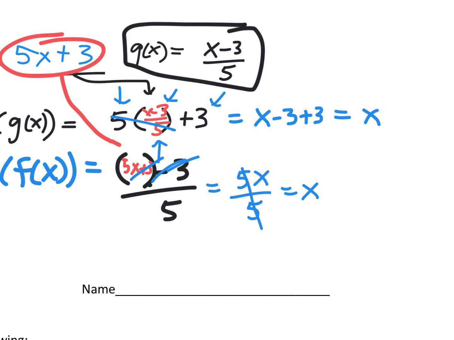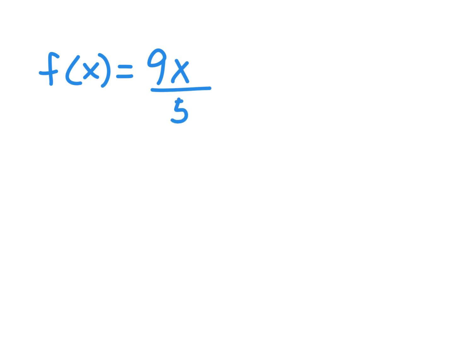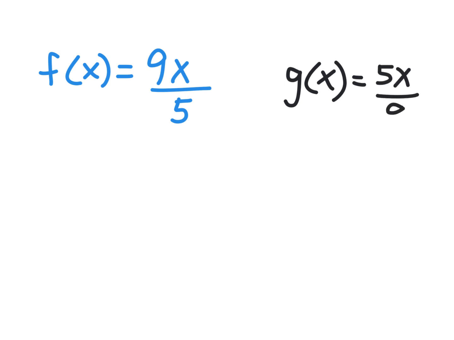Now you do it. I basically did that whole thing. So here's one. F of x is 9x over 5. Would you please figure out if this really is its inverse? I think it is, but you'll be able to prove whether it's an inverse.